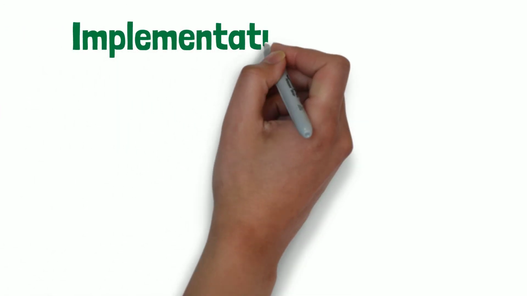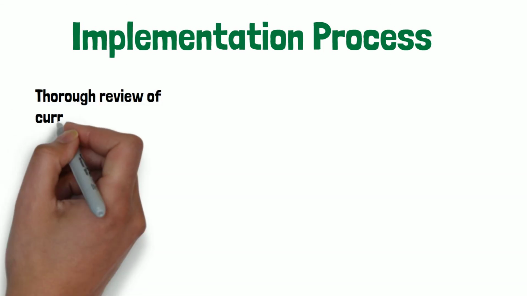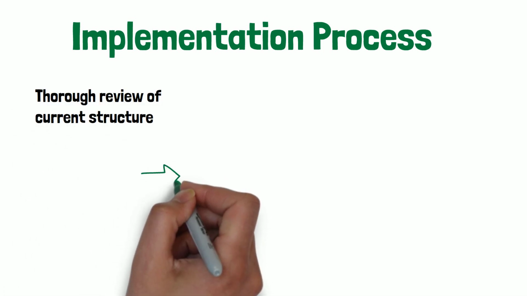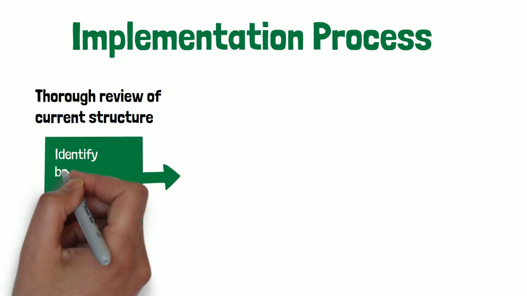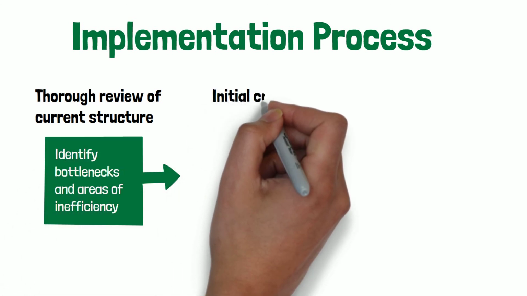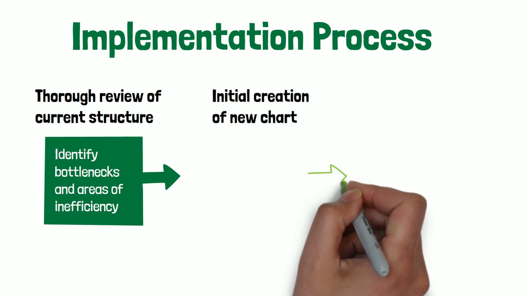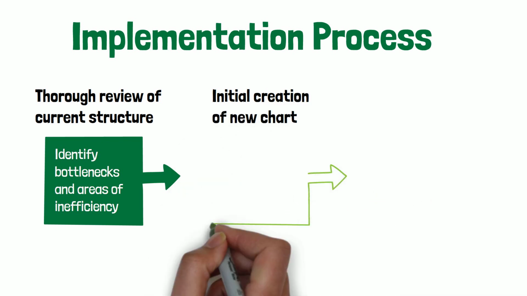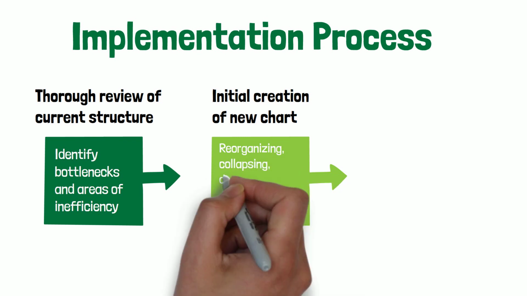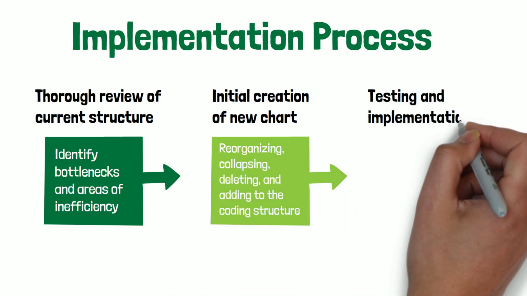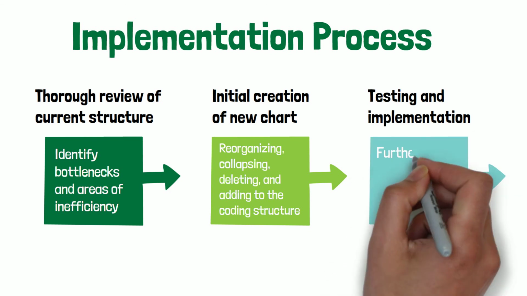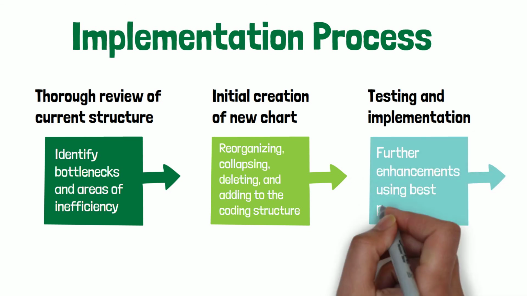Our implementation process included three main components. The first step was a thorough review of the current structure to identify bottlenecks and areas of inefficiency. After analyzing our current chart, the draft of a new chart was created by reorganizing, collapsing, deleting, and adding to the coding structure. We then moved to testing and implementation, where we made further enhancements using best practices.